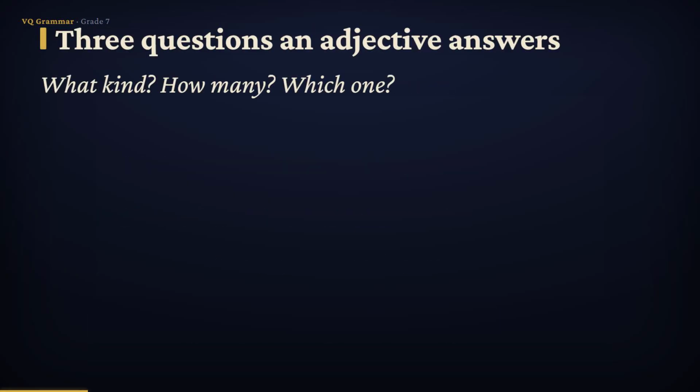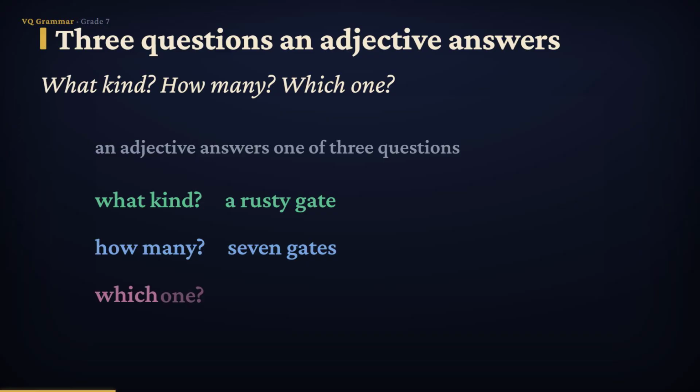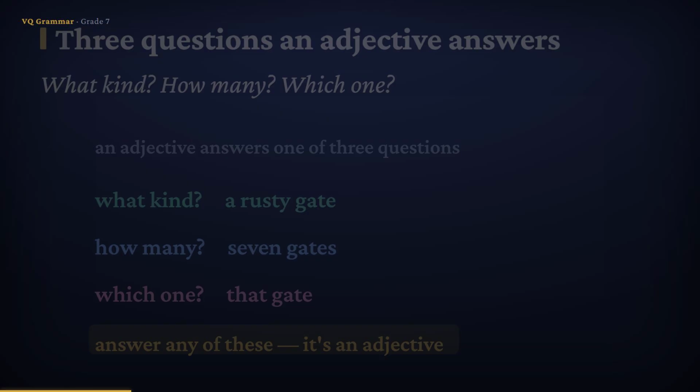Here's a handy way to catch an adjective. An adjective always answers one of three questions about a noun. The first question is what kind? A rusty gate. Rusty tells what kind of gate. The second is how many? 7 gates. 7 tells how many. And the third is which one? That gate. That points out which gate we mean. If a word answers any of these three questions, you are looking at an adjective.